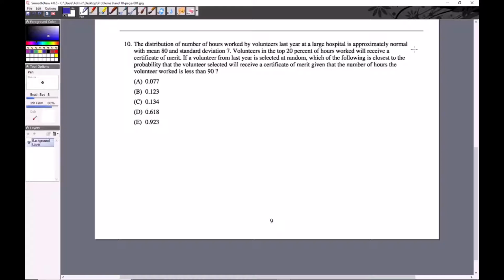But let's give it a go. So the distribution of numbers of hours worked by volunteers last year at a large hospital is approximately normal.